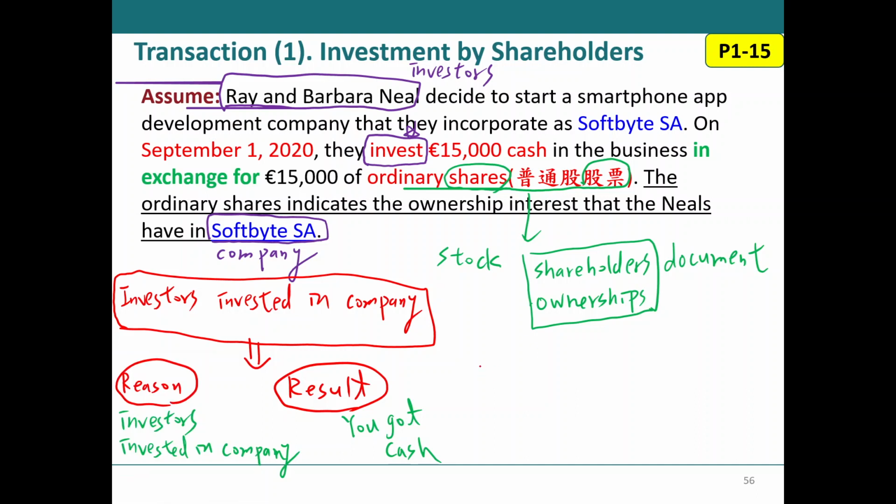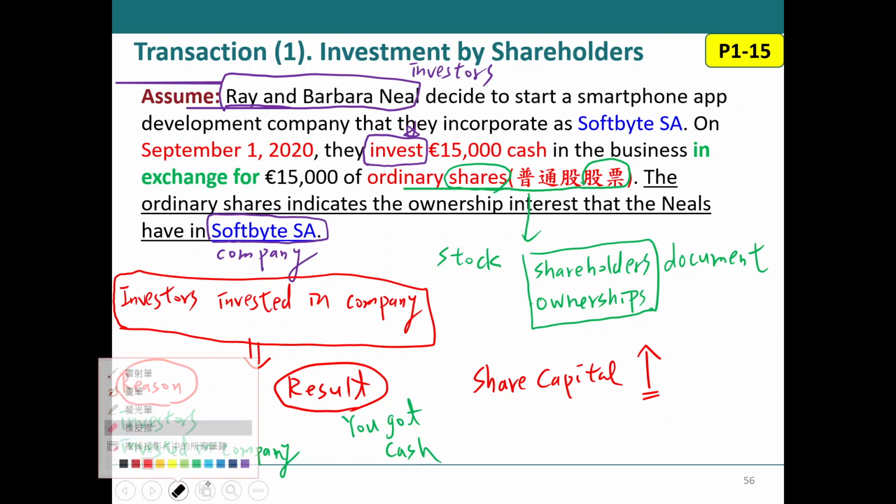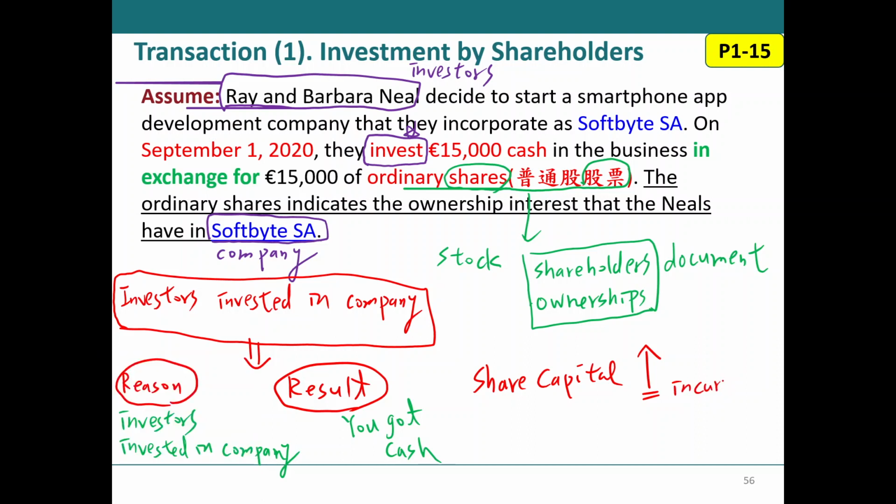I will note share capital increase. Increase means incurred. Okay, because of this, what's the result? The result is your cash increase.